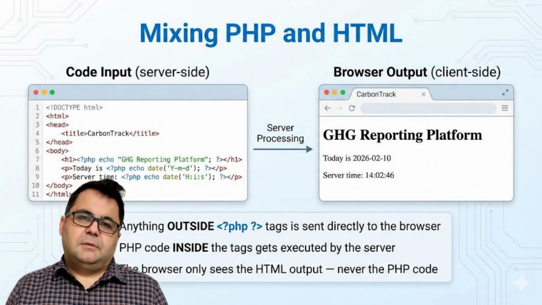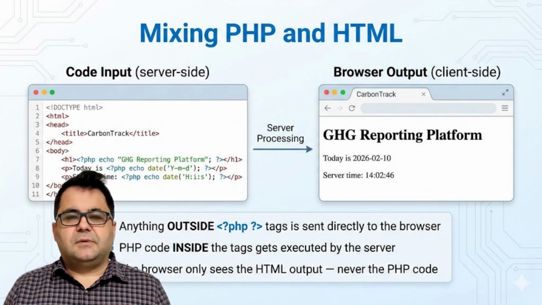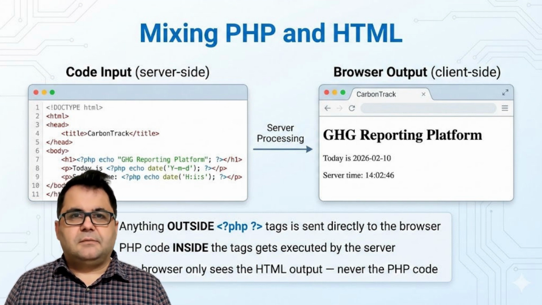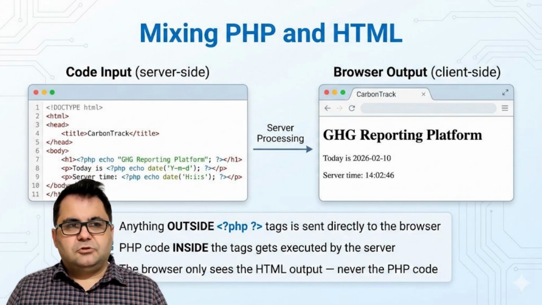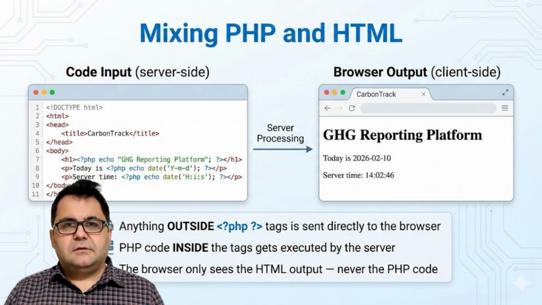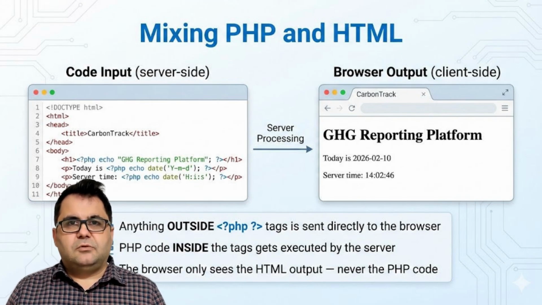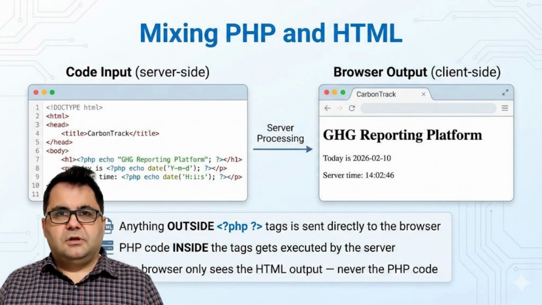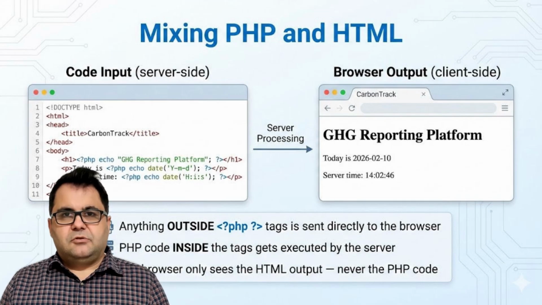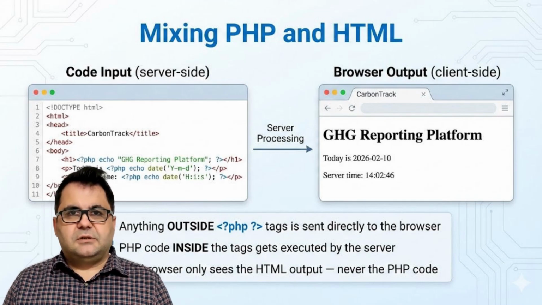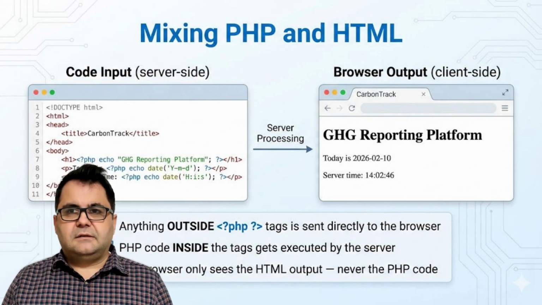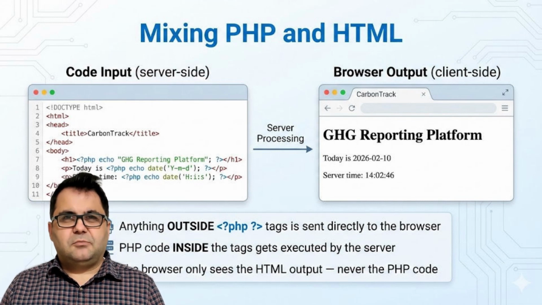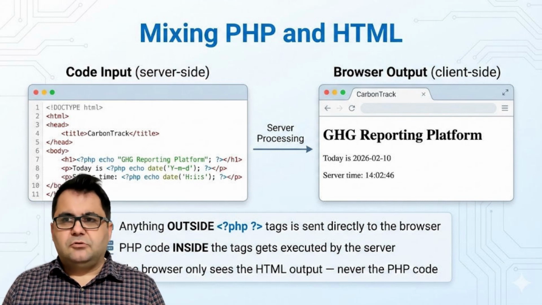PHP was originally designed to be embedded in HTML. Anything outside the PHP tags is treated as template text. It's sent directly to the browser as is. The PHP code between the tags gets executed on the server, and only the result is sent to the browser. So the browser never sees the PHP code. It only sees something like 2025-09-15. This is fundamental to understanding server-side programming. The server processes the PHP, generates HTML, and sends that HTML to the client. Later in the course, we'll use a proper templating engine called Twig, but for now, this embedding approach helps you understand how PHP works with HTML.